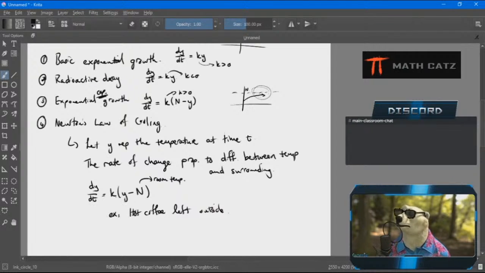Then my y is going to be larger than my room temperature. So the difference between the temperature of the coffee and the surrounding temperature, y, is going to be bigger. The coffee is much hotter, so this is going to be positive. The temperature, however, is going to be decreasing. So the rate of change of y is going to be negative.